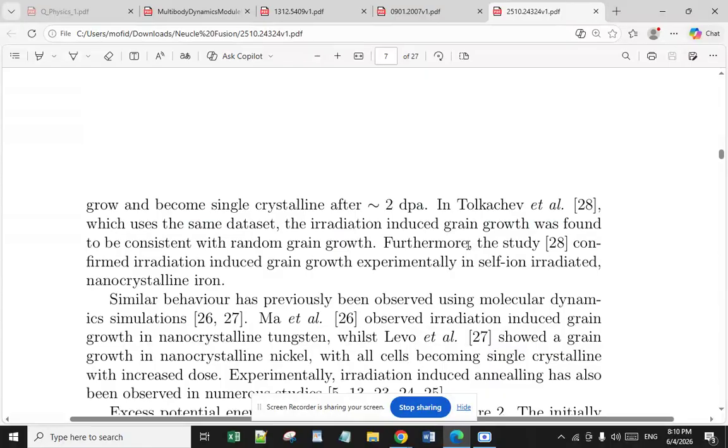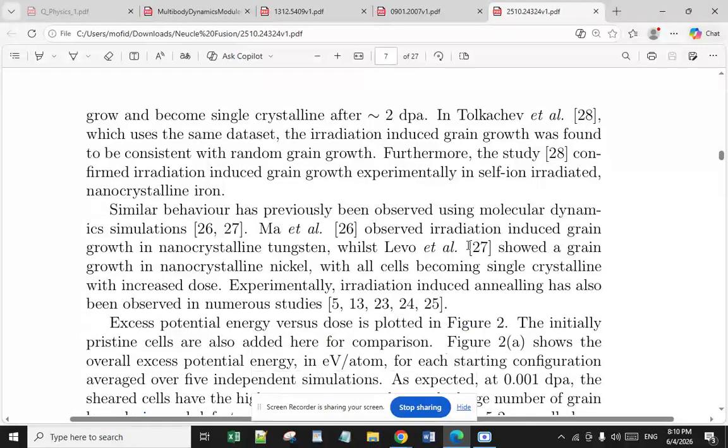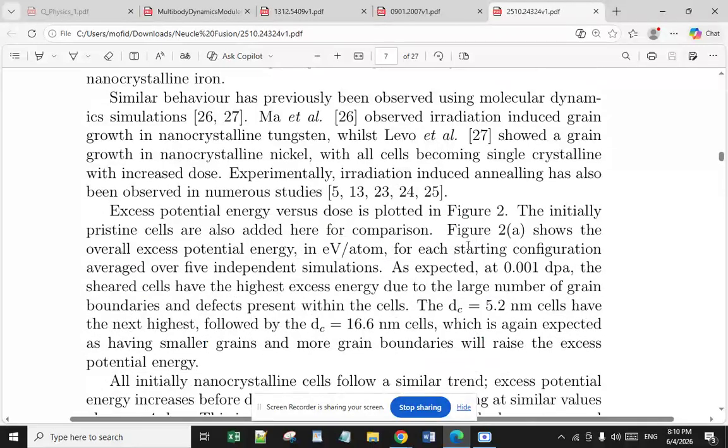In Tolkachov and his colleagues in reference 28, which uses the same dataset, the radiation-induced grain growth was found to be consistent with random grain growth. Furthermore, the study confirmed radiation-induced grain growth experimentally in self-ion irradiated non-crystalline iron. Similar behavior has previously been observed using molecular dynamics simulations.